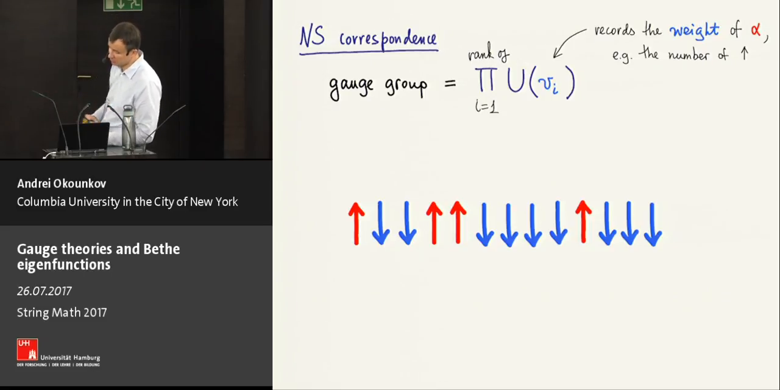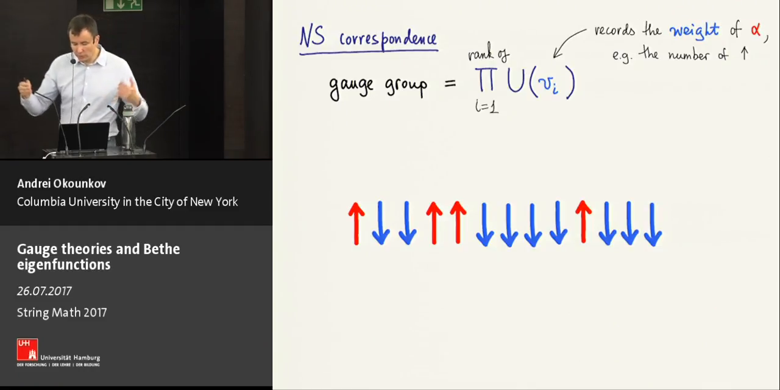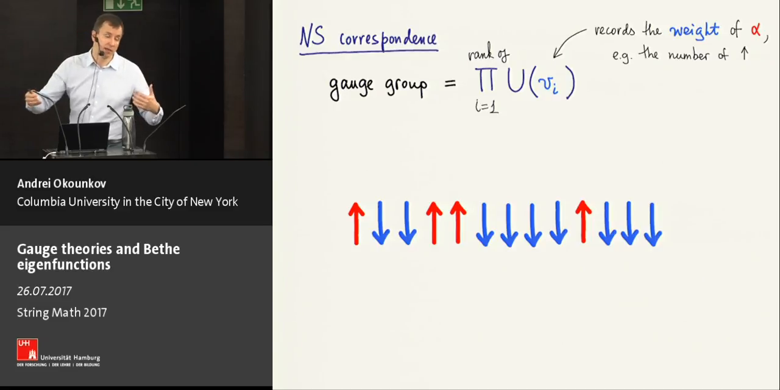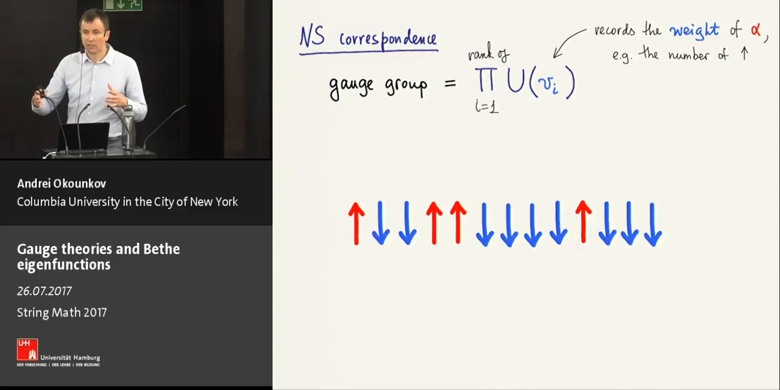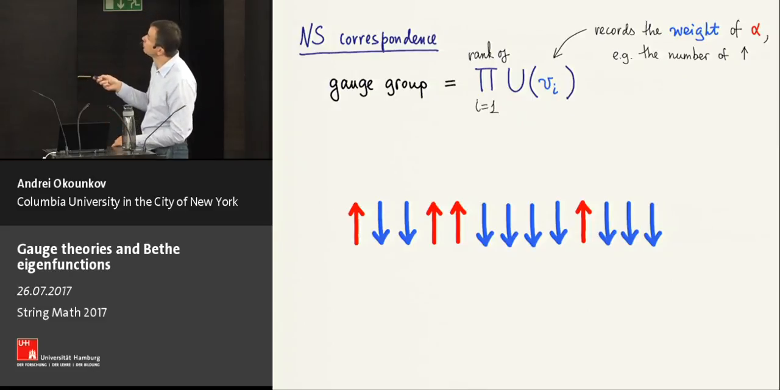So now I have to tell you the gauge group and the matter content. The gauge group is a product of unitary groups, and the number of these groups is the rank of my Lie algebra. The sizes of the groups decode, among all Bethe operators and QKZ and so forth, those that commute with the Cartan of my Lie algebra. So I can always restrict to a fixed weight with respect to the Cartan, which means from the point of view of the spin chain, I can always restrict to a fixed number of spins up.